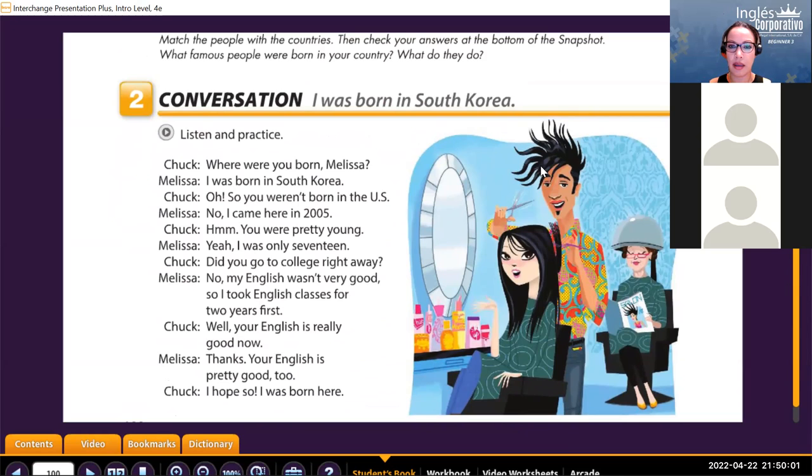Yes, the past of be, it is like in the present, it is the verb be, it is conjugated into am, is, are. In the simple past, it is just was and were. Was is used for the subject I, he, she, it.